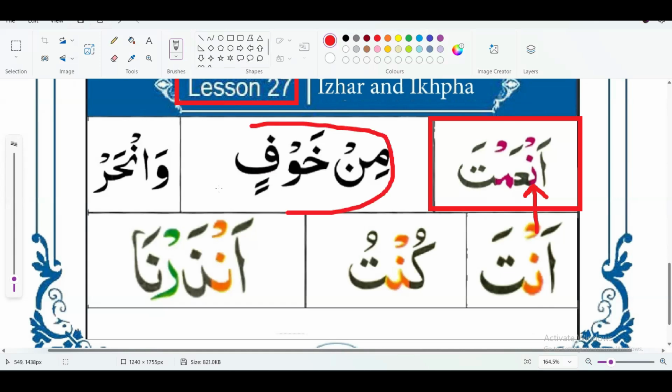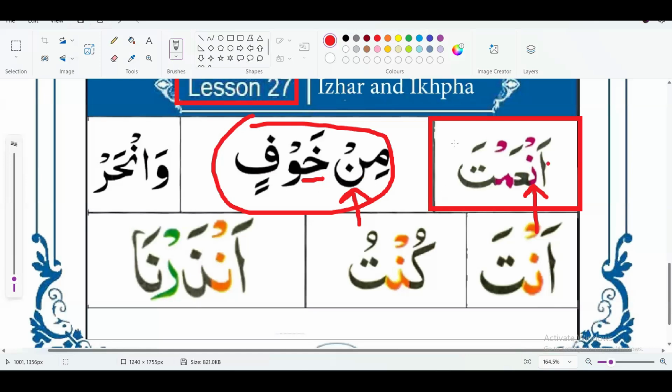Similarly, let's go to the next word. Again we have a Noon Sakin, and after the Noon Sakin we have Kha, which is one of the throat letters: Hamza, Ha, Ain, Ha, Ghain, Kha. So again we do Izhar here, meaning we don't do Gunna. We don't read like min. We read clearly without Gunna: min khawfin. Do you understand?